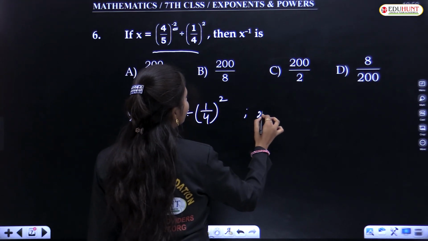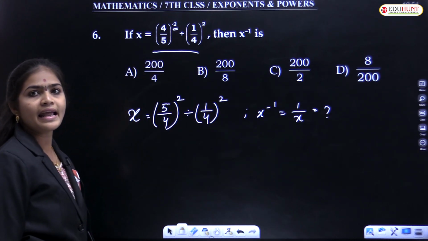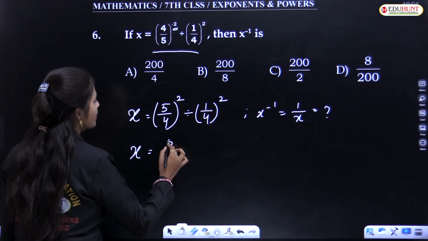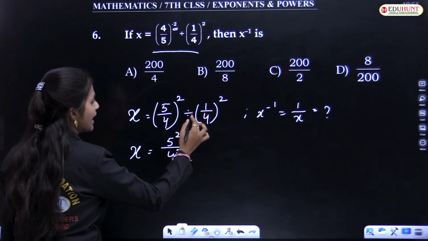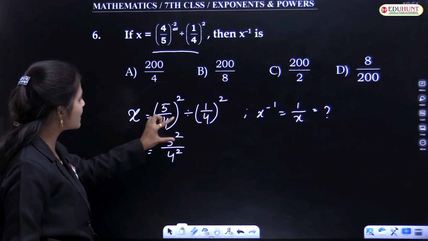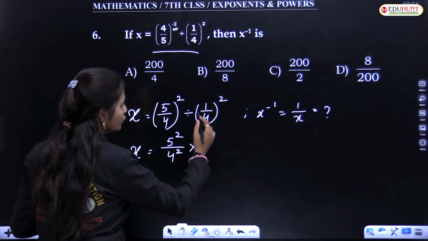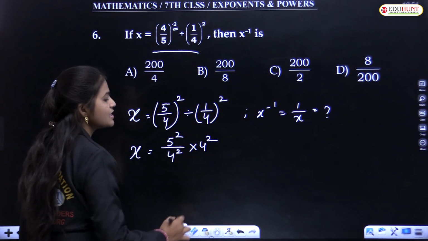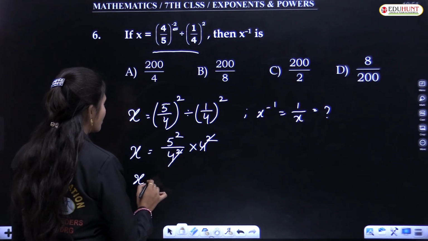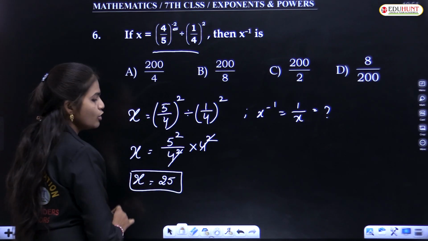Then we need to find x inverse, which means 1 by x value we need to find out. So here x is equals to 5 square by 4 square, and here division is there, no? So division becomes multiplication only. Why? Because this is a fraction as well as the denominator also a fraction only. So that's why it becomes 4 by 1 whole square. We can write this as 4 square. Okay, so 4 square and 4 square get cancelled. So x is equals to 5 square. 5 square means 25. So this is the value of x.